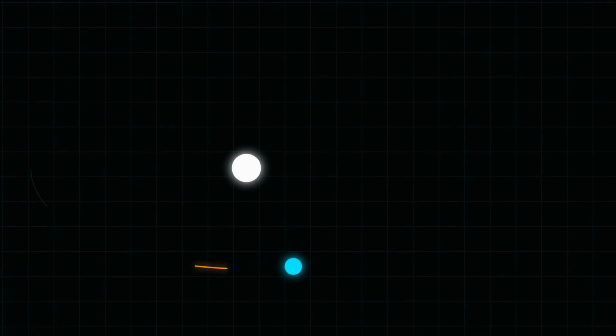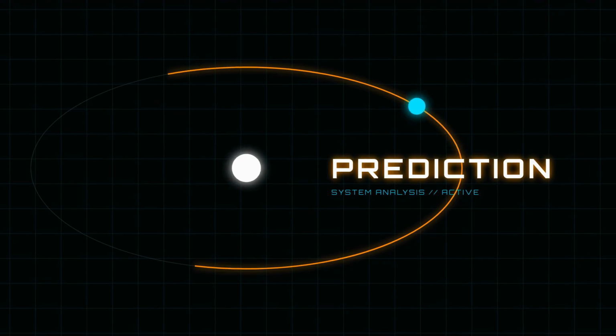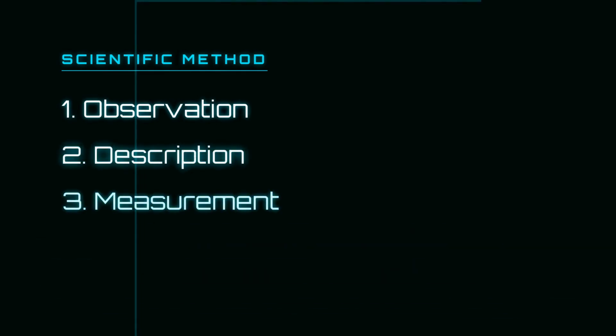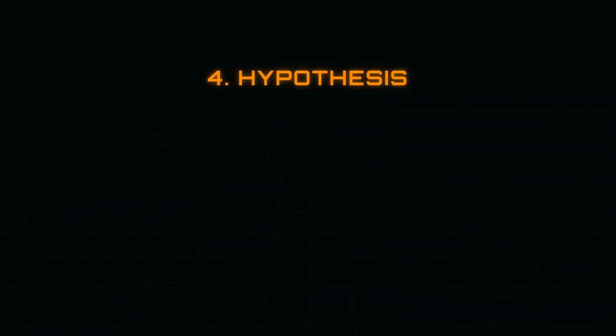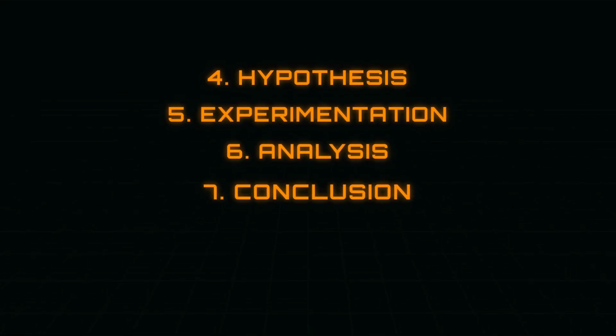Physics then becomes not just descriptive, but predictive, and we can predict how an object will move under different conditions. This is formalized through the scientific method: observation, description, and measurement. Then hypothesis, experimentation, analysis, and conclusion. This process leads to reliable scientific knowledge.